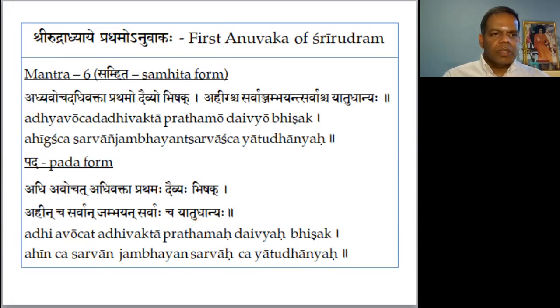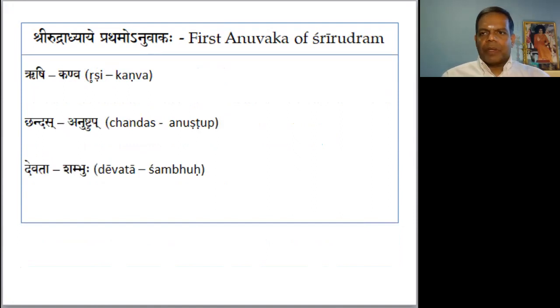So we'll go to the Rishi, Chandas, and Devata. The Rishi is Kanva Rishi. Chandas is Anushtup. Anushtup is 32 syllables of four quarters of eight. Okay, and Devata is Shambhu. Shambhu is another form of Shiva who is considered to be the most calm, peaceful, and so on. Okay.